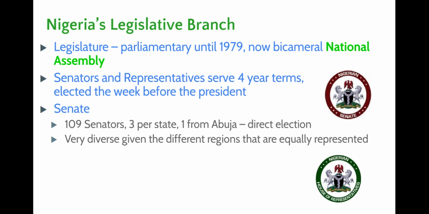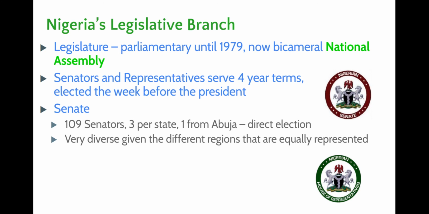One interesting difference is the length of the terms. Senators and representatives serve 4-year terms, elected the week before the president. So that's kind of a neat setup. I don't actually have a good explanation for that. I'm wondering if, because of some of the difficulty of running elections in Nigeria, it might make sense to have one big election period in which you can do both of them at the same time. But that's a little bit of a hypothesis.